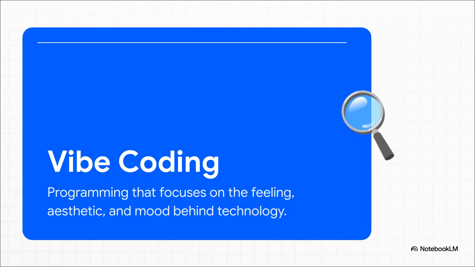So, what exactly is it? Well, vibe coding is all about the experience. It flips the script. It moves the focus away from just pure function and puts it on the aesthetic, the feeling, the whole atmosphere that technology can create. It's really just programming with creativity at its absolute core.